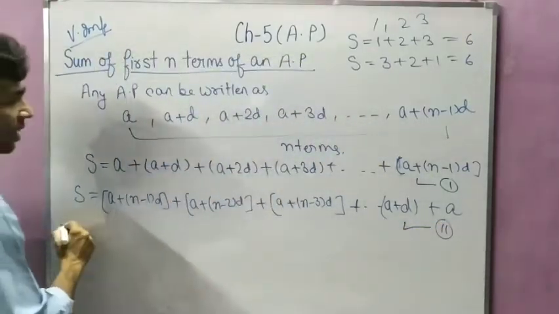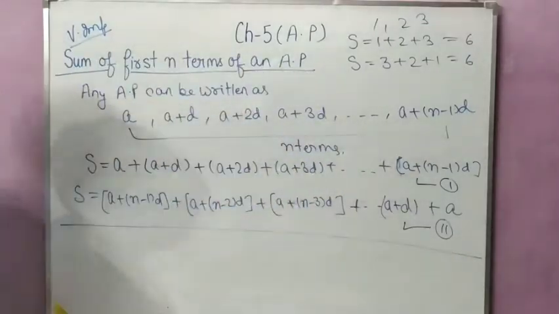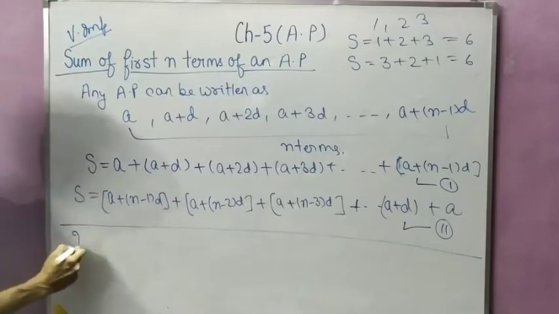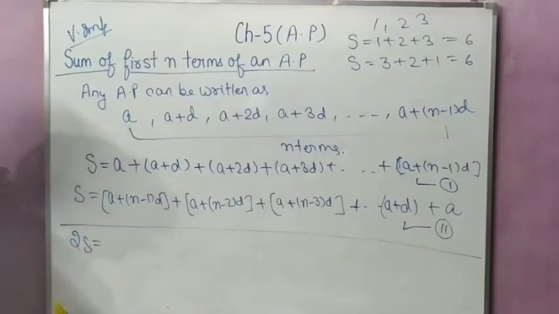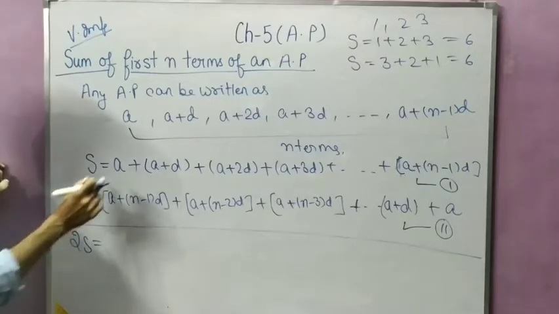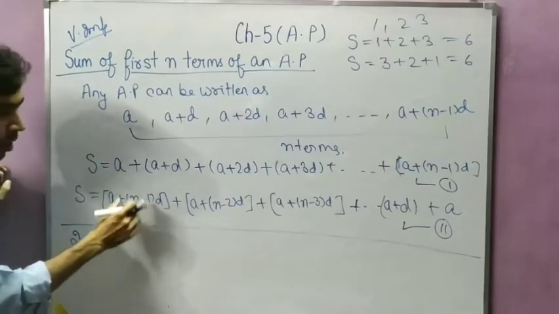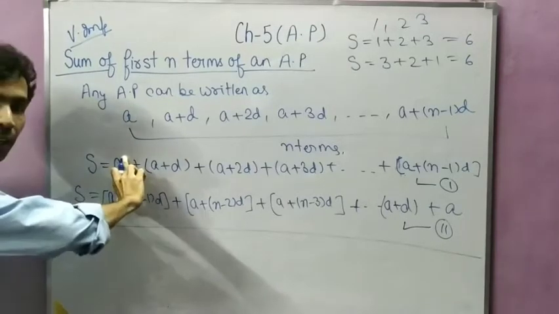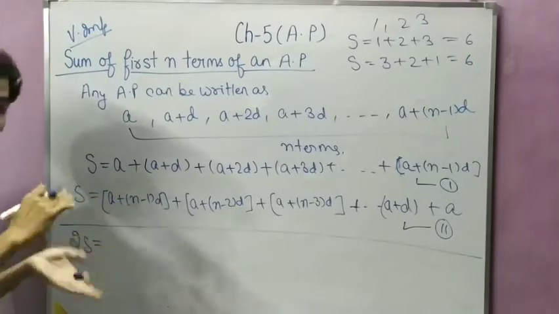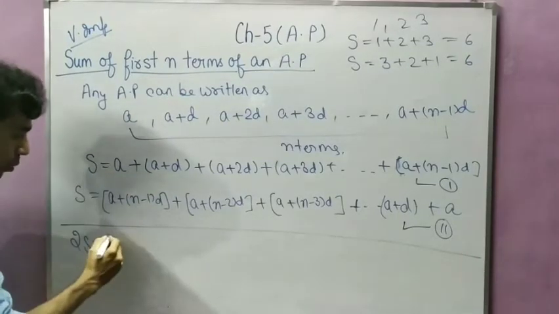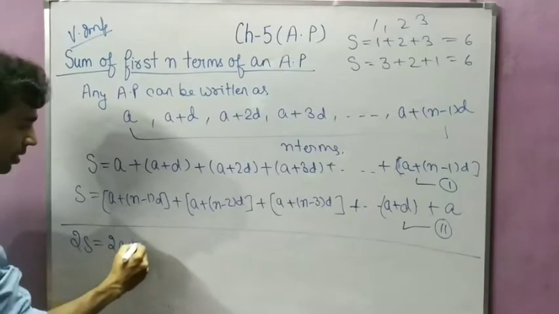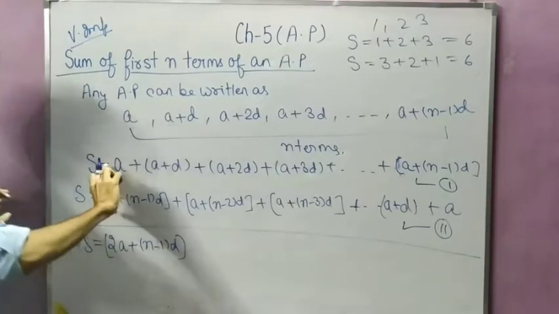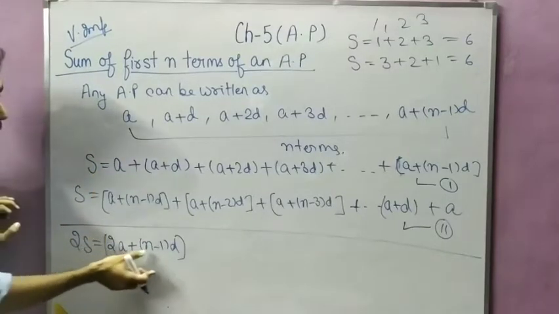Now you add these two equations. S plus S will become 2S. Now see, this term will be added to this term. So I am solving directly: a plus a will become 2a, and plus n minus 1 d. When these two terms are added, it will come 2a plus n minus 1 d.